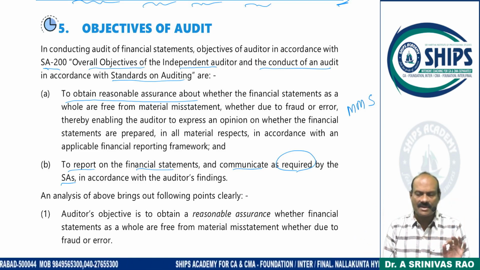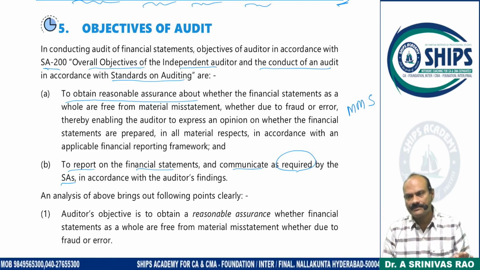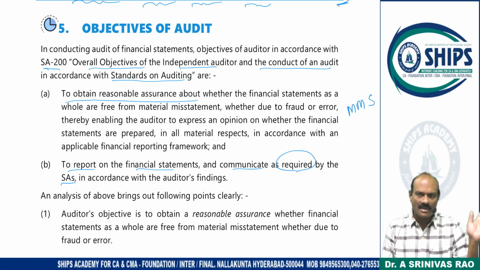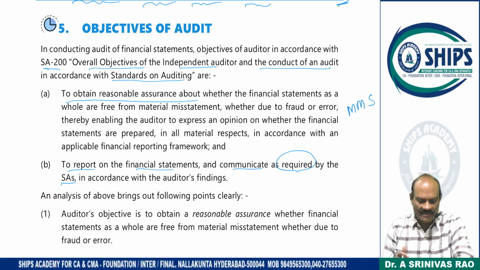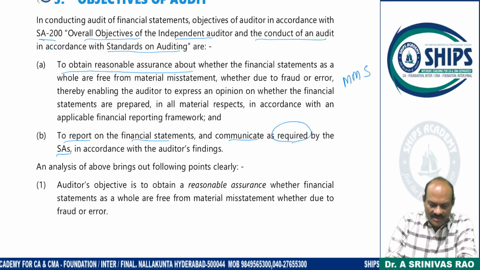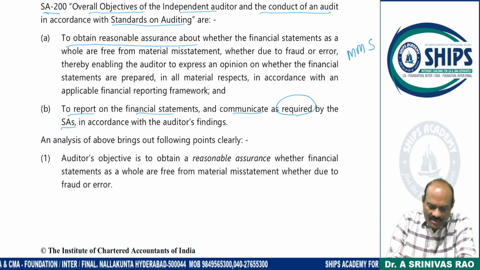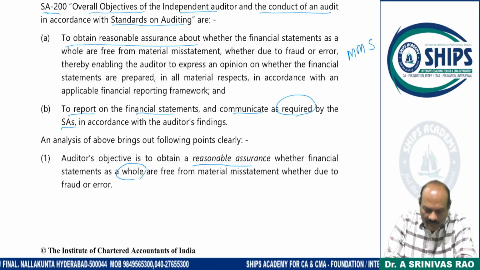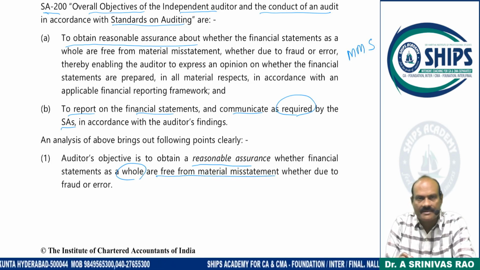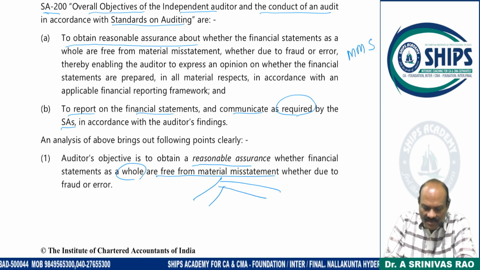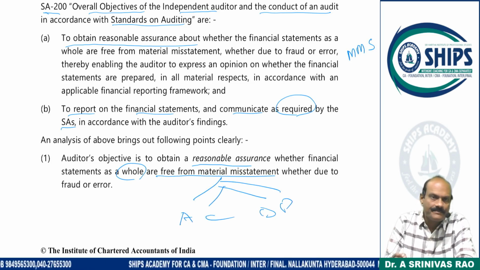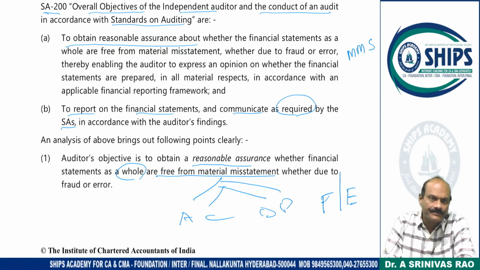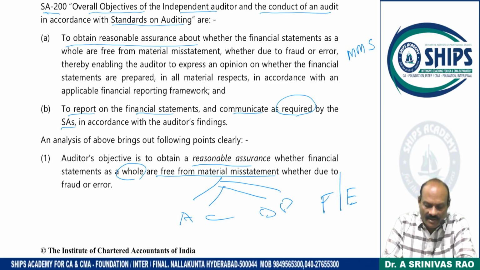In auditing, population means transactions. Remember, in auditing, whenever I use the word population, I am referring to transactions only. That's the only meaning. And see the point here, analysis of these points. The auditor's objective is to obtain reasonable assurance whether the financial statements as a whole are free from material misstatement. We know what material misstatement is. It is about ACDP. Means the books are free from all types of fraud and error. It is free from all types of fraud and error.